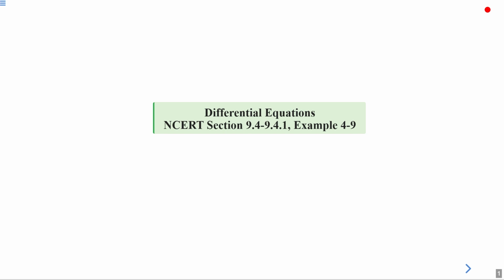So today we'll cover NCERT section 9.4 to 9.4.1 with examples 4 to 9 of differential equations.